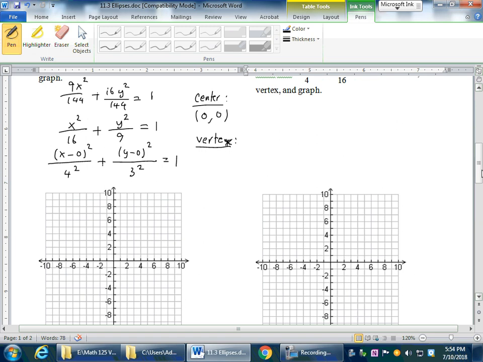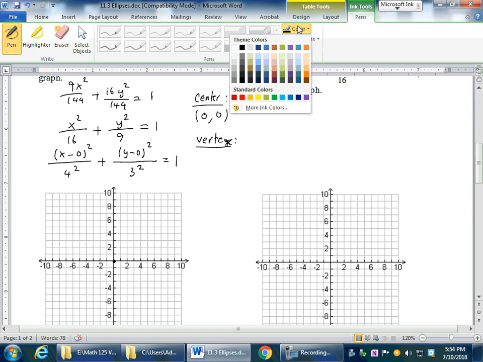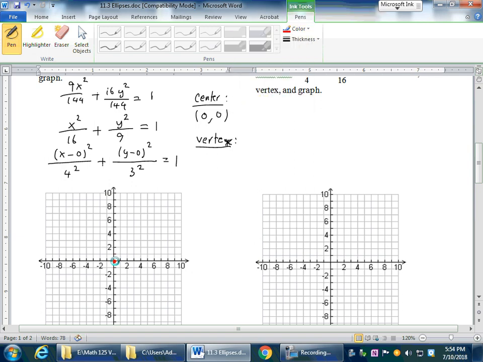So when I graph it, my center will be at 0, 0. Okay? My center will be at 0, 0. And then you count your A and B. Remember, your A is 4, your B is 3. So A is associating with the X, so therefore it will be for left and right. So it will be 4 units to the left of the center. And then B is going up and down, associating Y. So it will be 3 units up from the center and then 3 units down from the center.